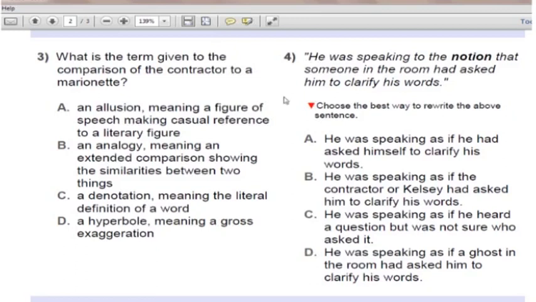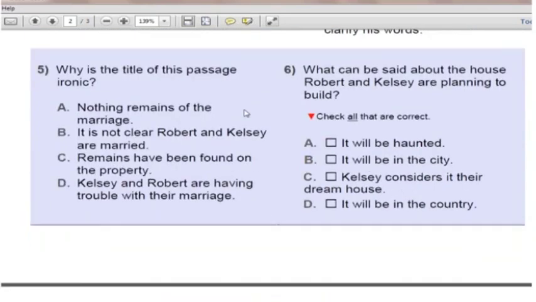The answer is option A. Question number five is, why is the title of the passage ironic? A. Nothing remains of the marriage. B. It is not clear Robert and Kesley are married. C. Remains have been found on the property. D. Kesley and Robert are having trouble with their marriage.